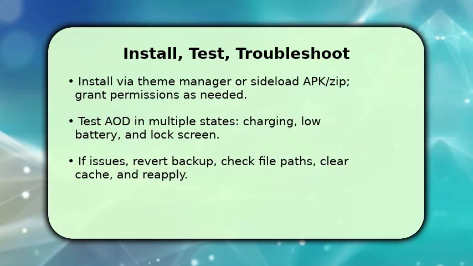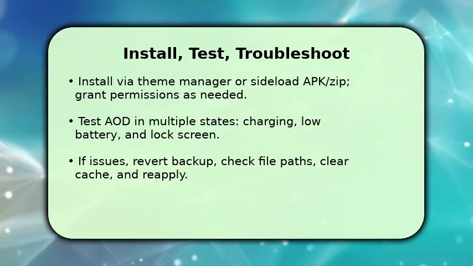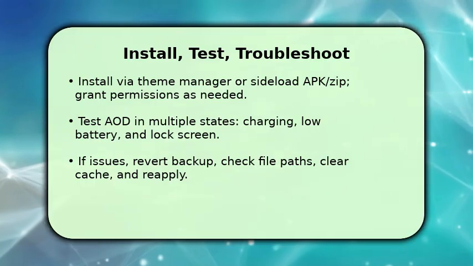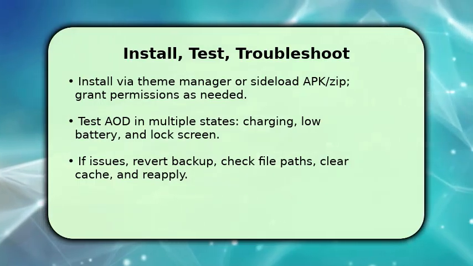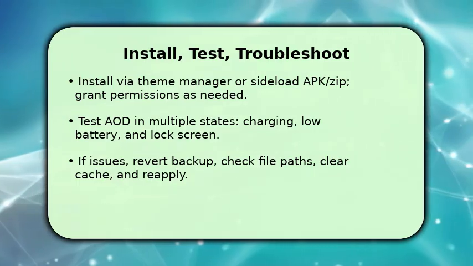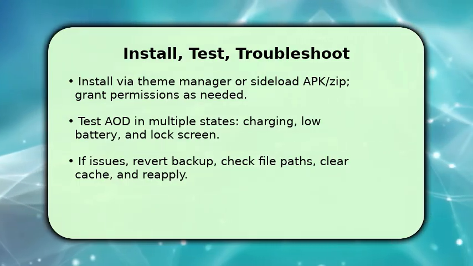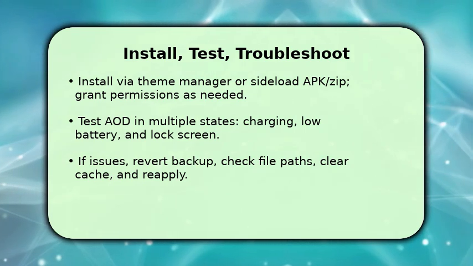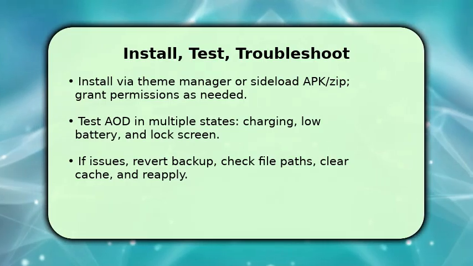Once installed, test the Always On Display across scenarios, charging, low battery, and different lock states to ensure elements are visible and animations behave. If something breaks, revert to the backup first, then check file paths and JSON references. Clear the theme and system cache and reapply the theme. That single troubleshooting step fixes most problems.